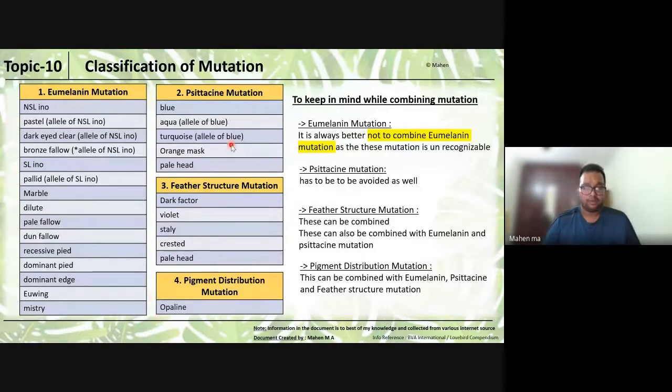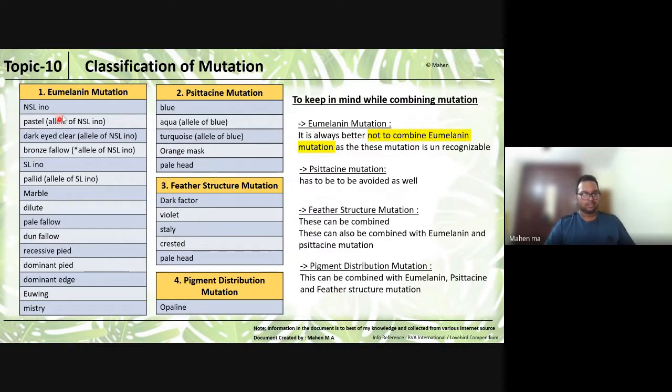Now many people have questions about which mutations we have to combine and which mutations we should not combine. This will give a clear picture of what we can do. It is not that we should not do it. We can do it, but doing so will result in some kind of birds which we will not be able to describe. So I'll explain which combinations are good and which are bad.